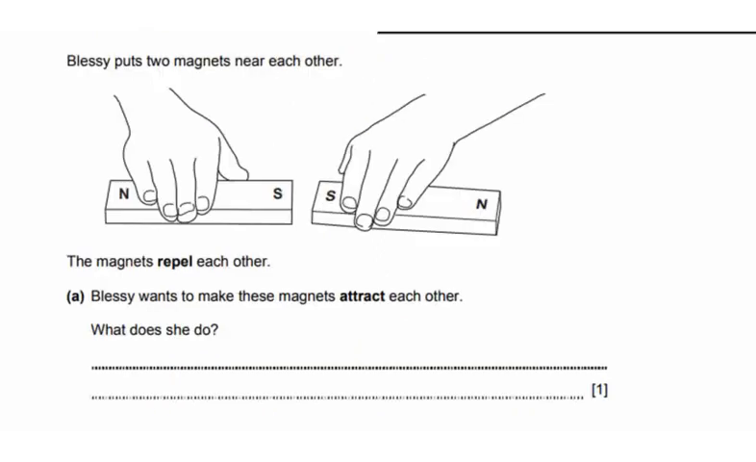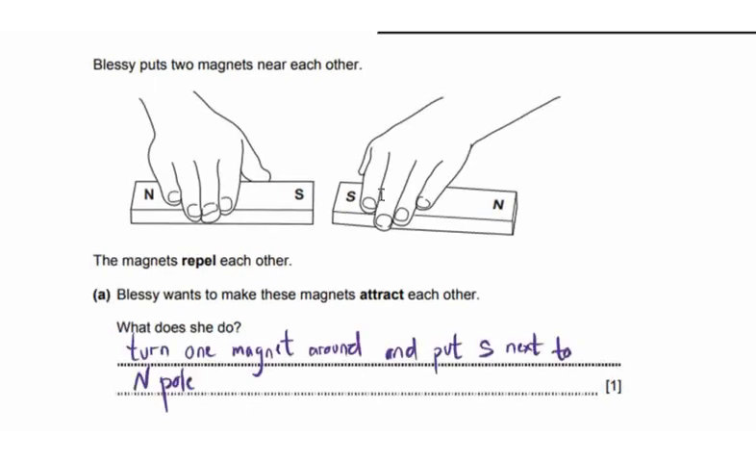Okay. Question 3. 3a. Lassie puts two magnets near each other. The magnets repel each other. A. Lassie wants to make these magnets attract each other. What does she do? Well, Lassie should turn one magnet around and put S next to N pole, so one magnet should be reversed.